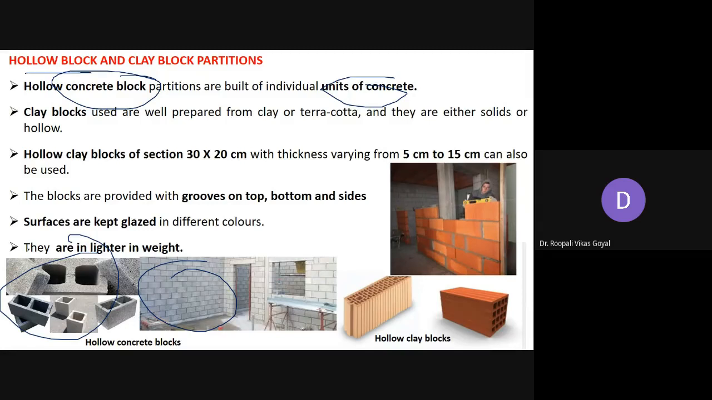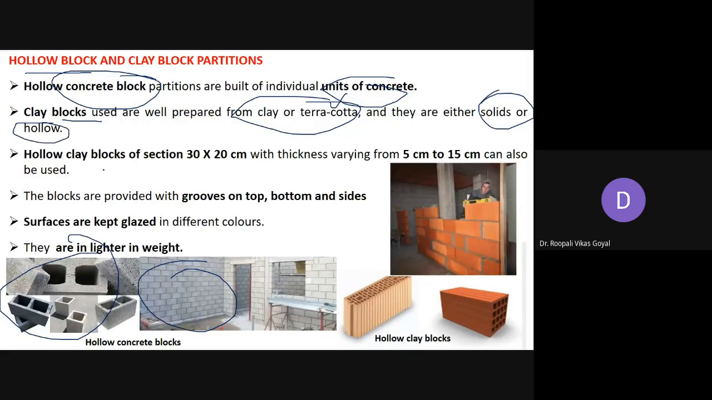And instead of concrete, if you want to go economy-wise, then you can utilize a clay block. So these clay blocks are prepared from clay or terracotta. A special type of clay which is called terracotta, and they are either solid or hollow. So depending upon requirement, you can select solid or hollow.